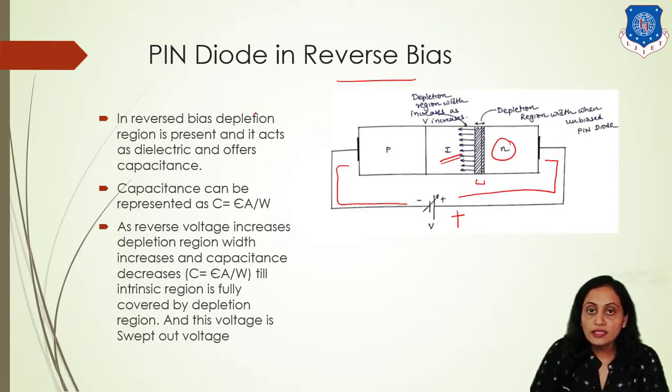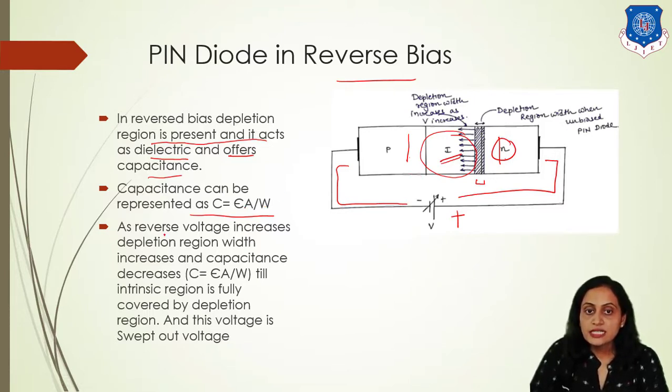So in the reverse bias, this depletion region is present and it acts as a dielectric and it offers the capacitance. This is acting as a conducting plate, because both of this p-type and n-type material is having the free carriers, and the I region is acting as a dielectric, and this offers the capacitance. Now this capacitance can be represented as C is equal to epsilon A divided by W, where W is the width of the depletion region.